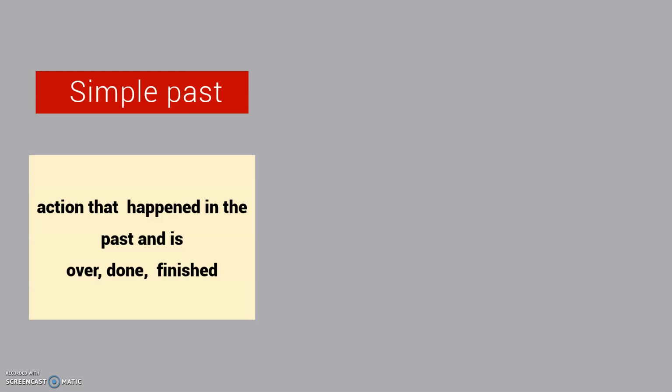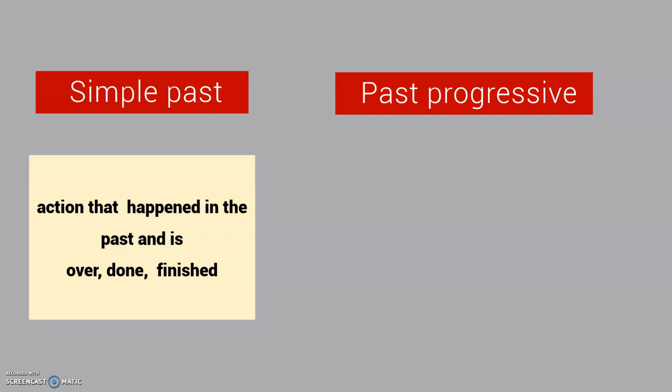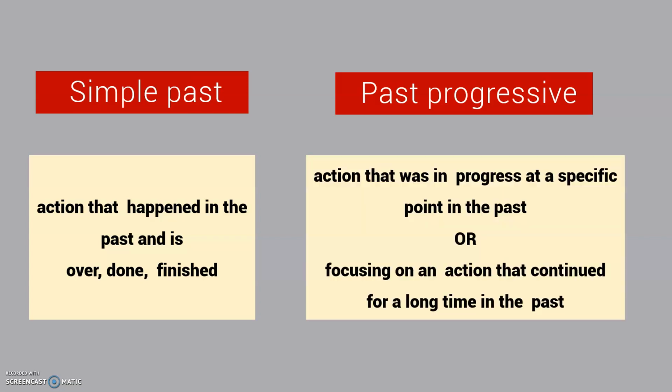We use it when we want to talk about an action that happened in the past or is done, over, finished. When we use the past progressive, we use it when there was an action in progress at a specific point in the past, or when we want to focus on an action that continued for a long time in the past. So simple past, over, done. Past progressive, an action that was in progress in the past.